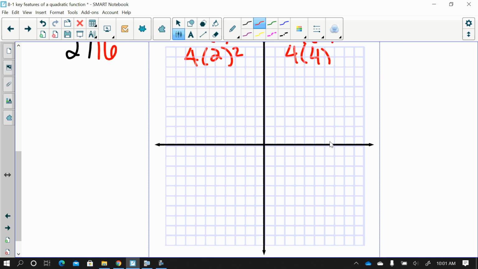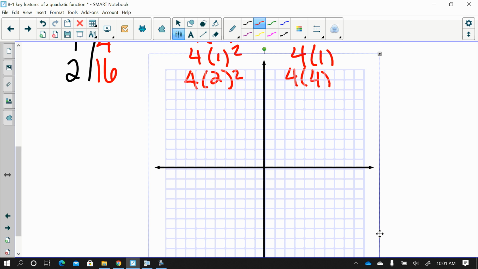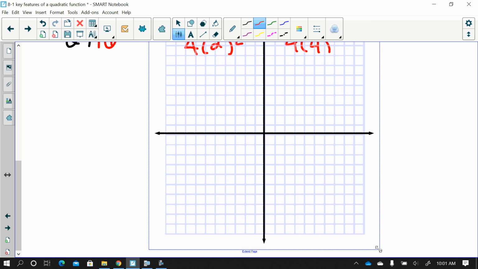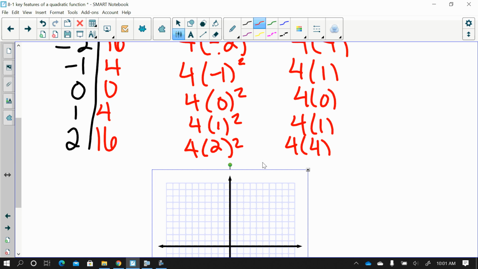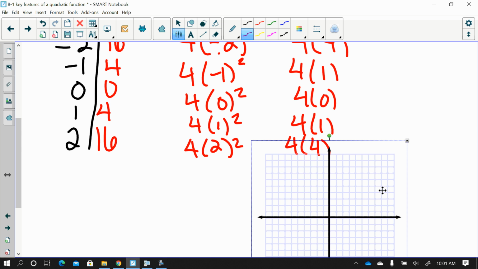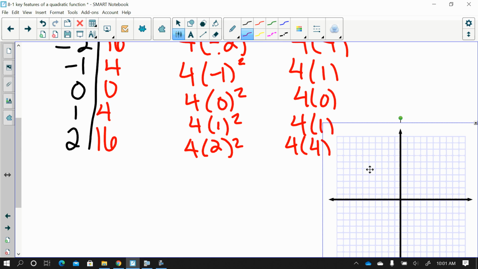If I throw my graph in here, let me get a little smaller so we can actually play with the whole thing. If I plot (-2, 16), that's off the graph. I don't want to plot that. So let's plot (-1, 4). So -1, then 1, 2, 3, 4. Then (0, 0), and then (1, 4). And again, (2, 16) is just off the graph, probably about up here.